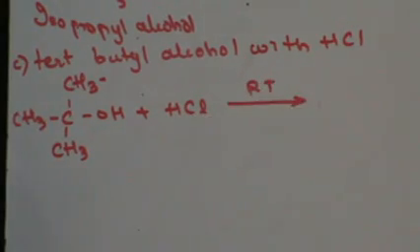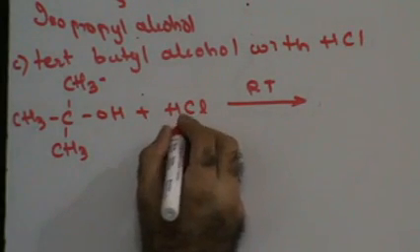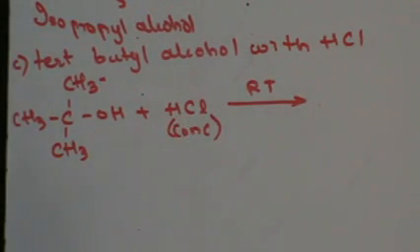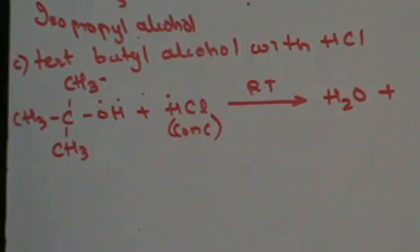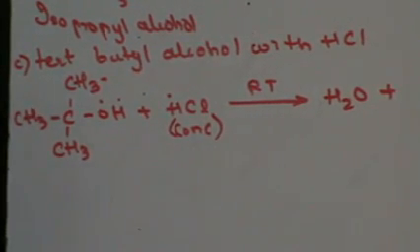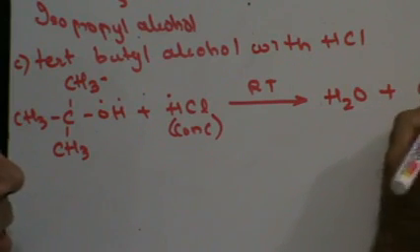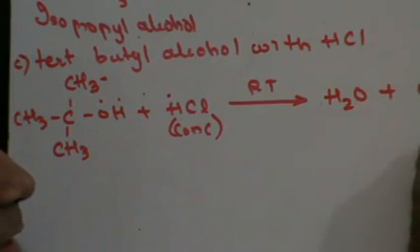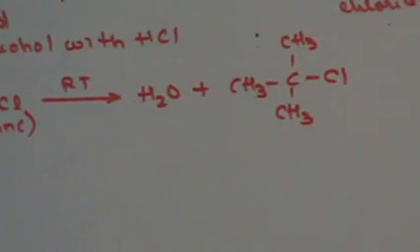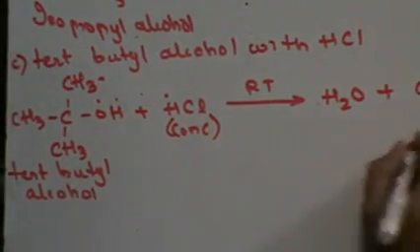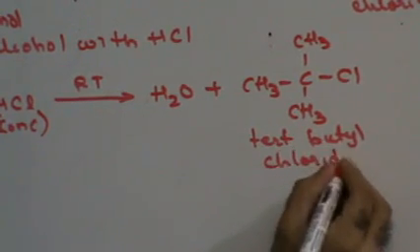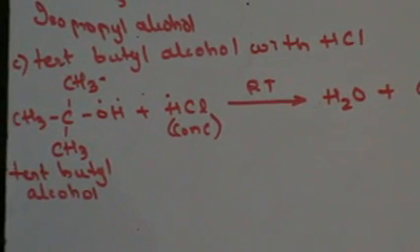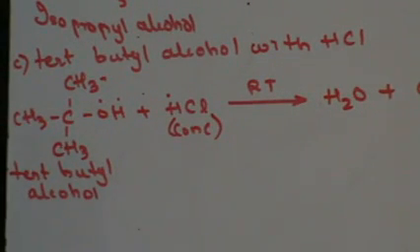This reaction takes place at room temperature. You require concentrated hydrochloric acid in this case, right? Same dehydration reaction, water molecule comes out, H reacts with OH. The hydroxyl group is going to be substituted by chlorine. So you will have CH3C(CH3)2Cl. Right? This is tertiary butyl alcohol. This is tertiary butyl chloride. Right? So that's your reaction with hydrogen chloride.